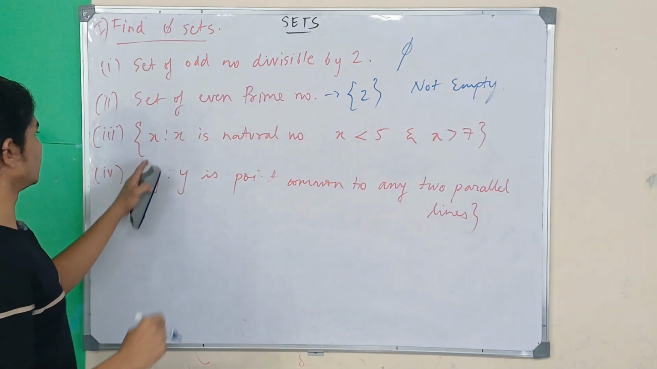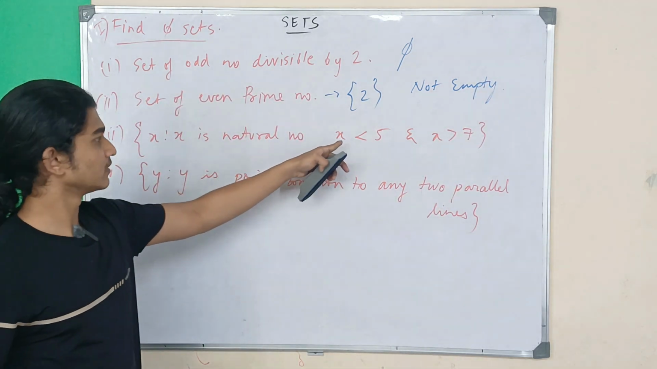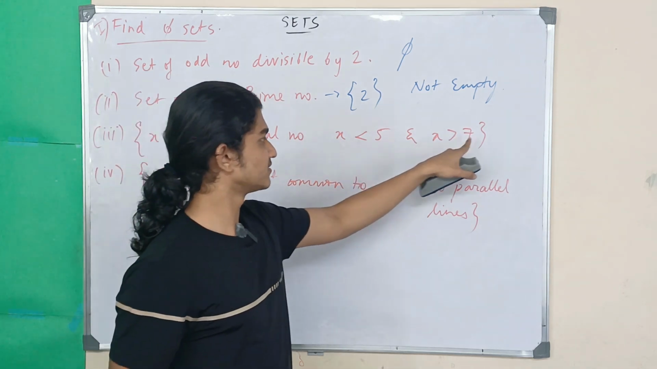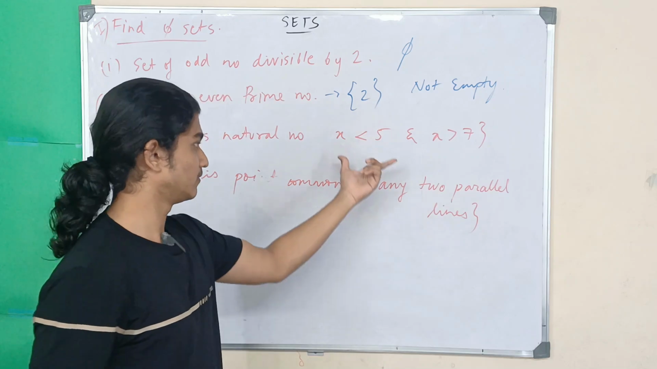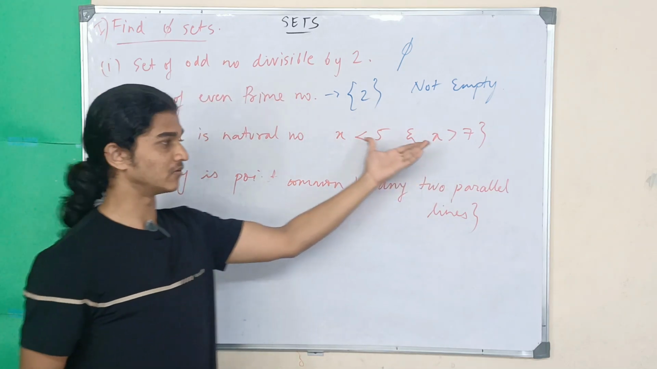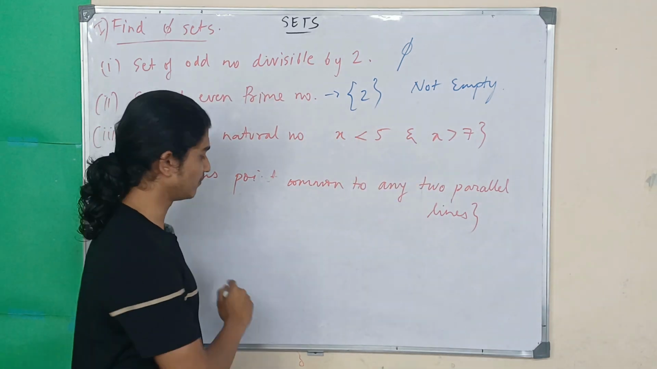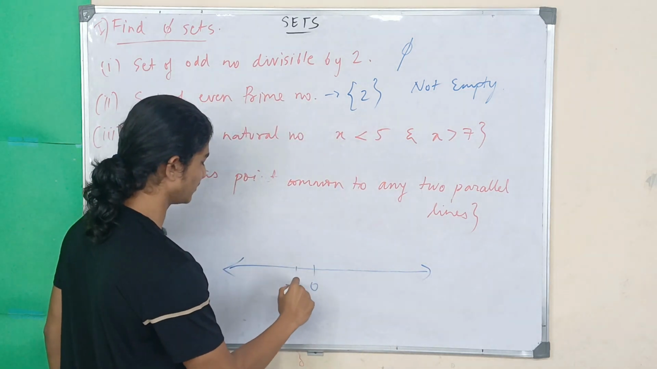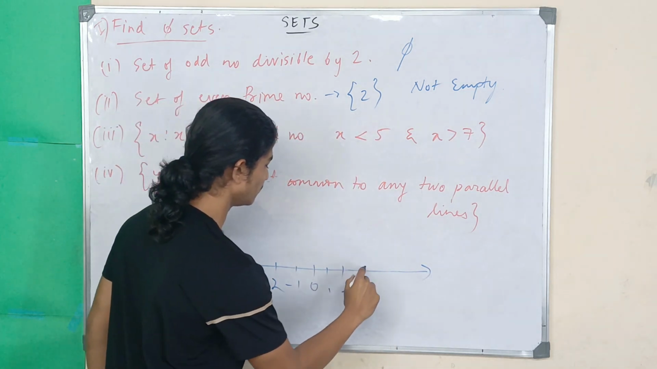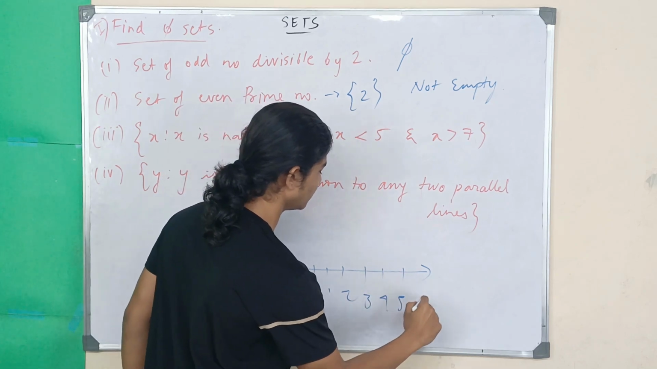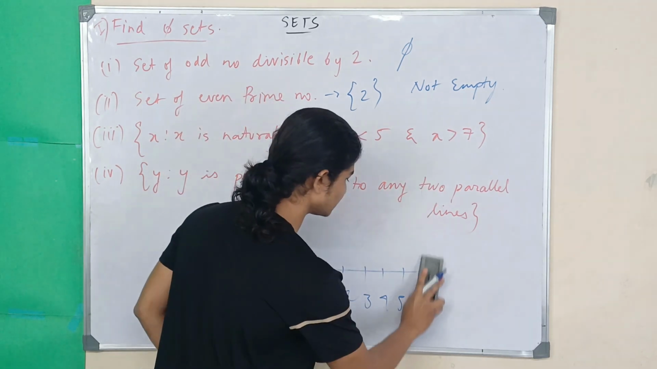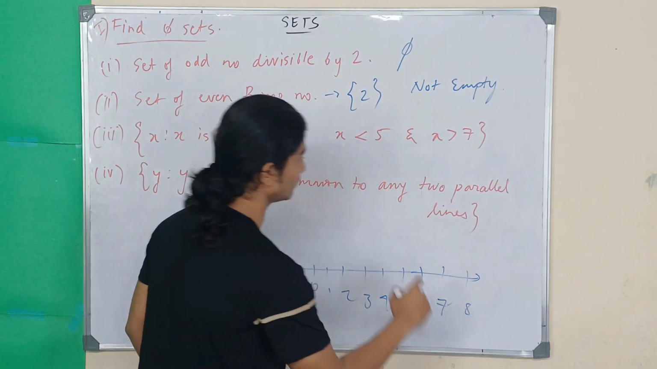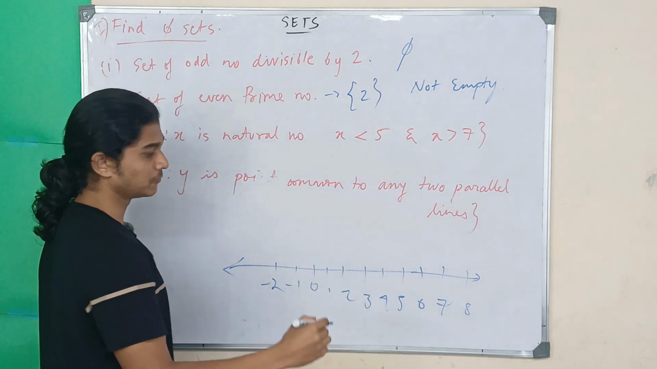The third one is the set of all x such that x is a natural number where x is less than 5 and x is greater than 7. If you have this kind of inequality problem, always try to write it in the form of a number line. So start with 0, -1, -2, 1, 2, 3, 4, 5, 6. They have given up to 7, so I'm going to extend till 7, 8.